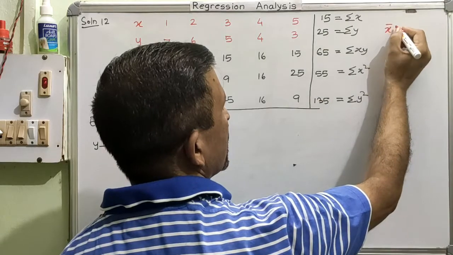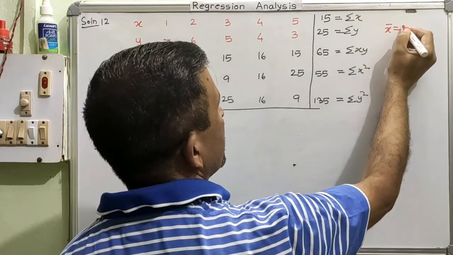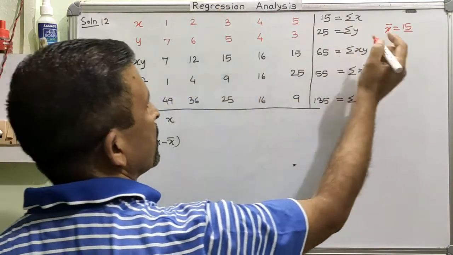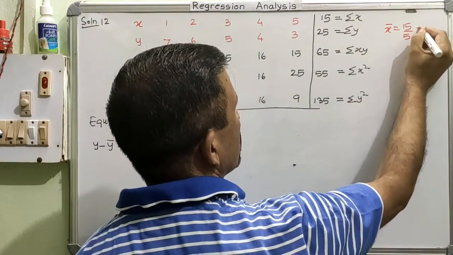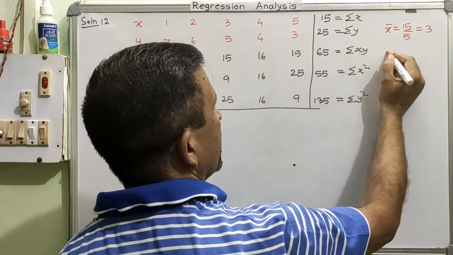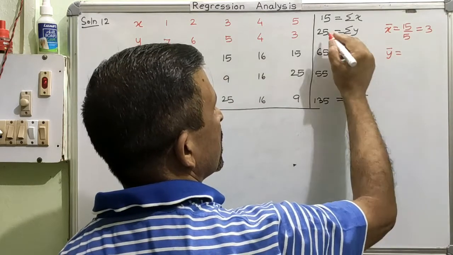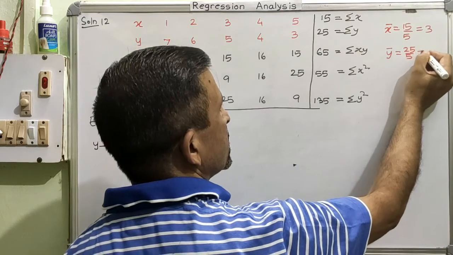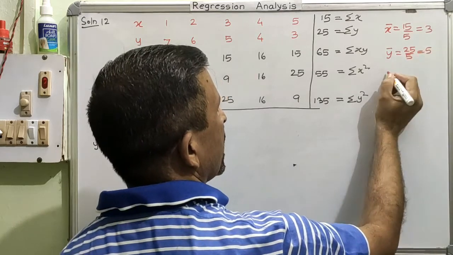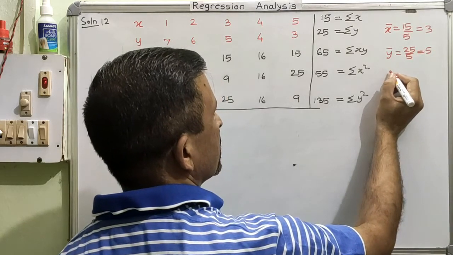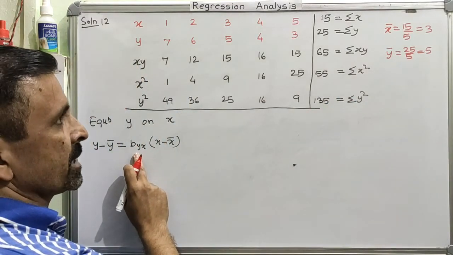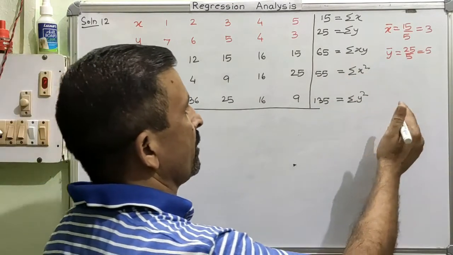X mean will be 15 divided by what? 1, 2, 3, 4, 5 items, so 5, which is equal to 3. Y mean is equal to 25 divided by 5, which is equal to 5. And then the sum of all the product. Sorry. Now after this we need the byx. Is this okay? So byx also I will calculate here itself.